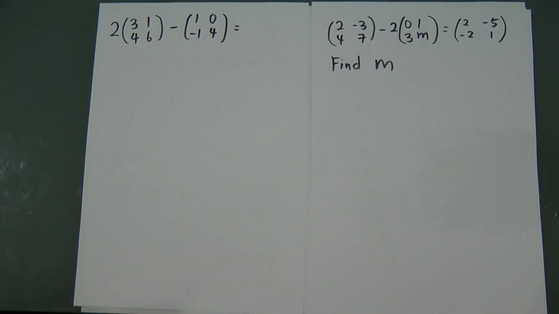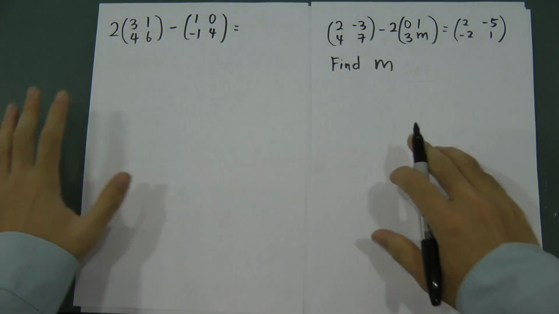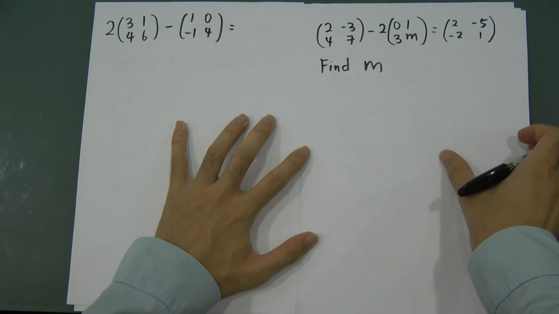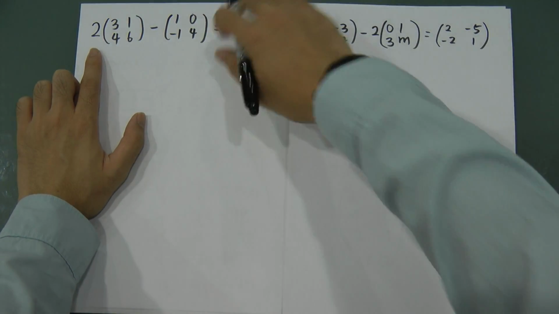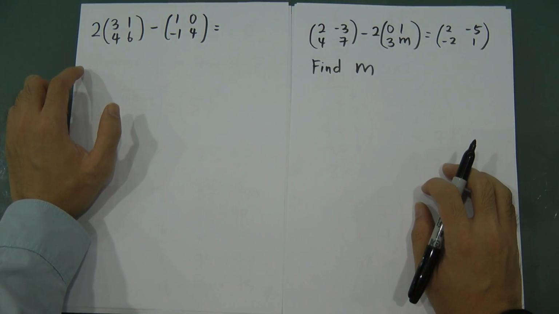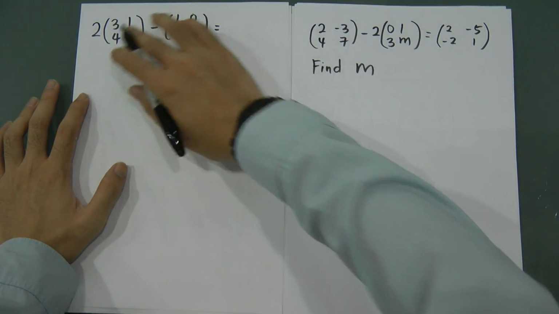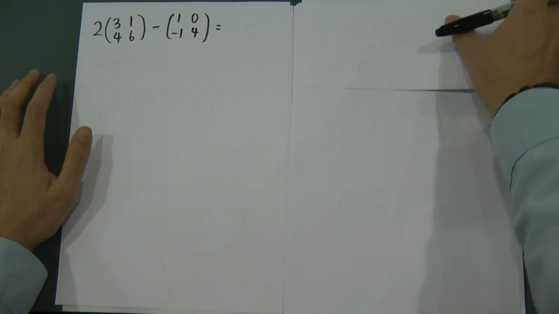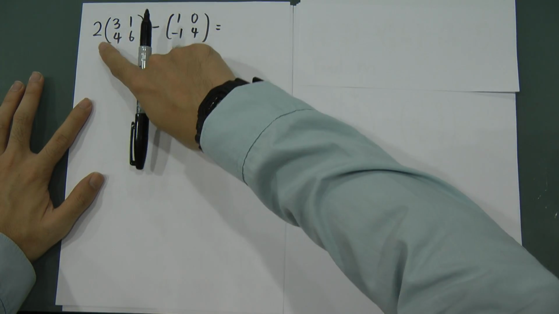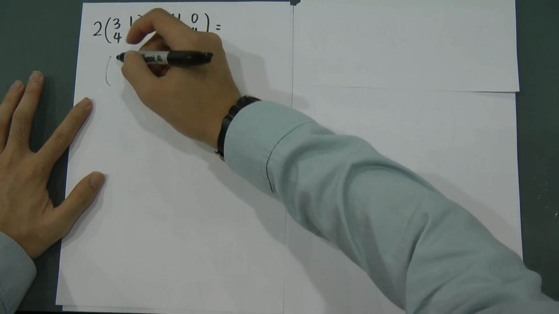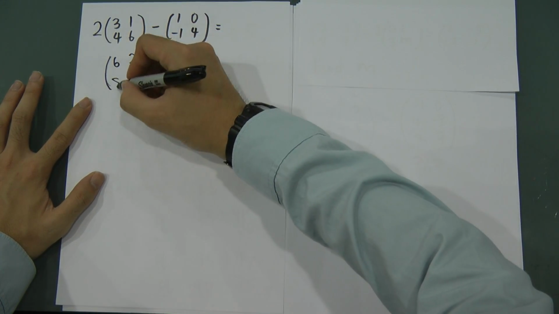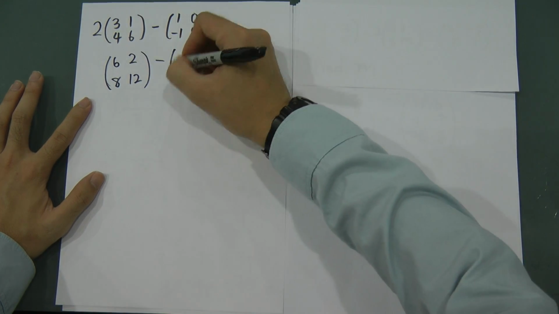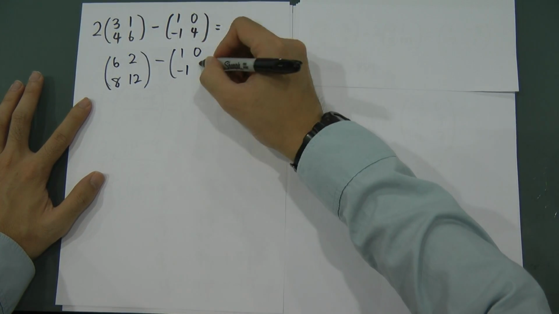The first one, he asks you to find the answer. So it will be very simple. If you see something like this, what you need to do is multiply the 2 into it first. Focus on this question first, just cover this one for a while. So 2 multiple 3, I will get 6. 2 multiple 1, I got 2. 2 multiple 4, I got 8. This one I got 12. Minus 1, 0, negative 1, and 4.